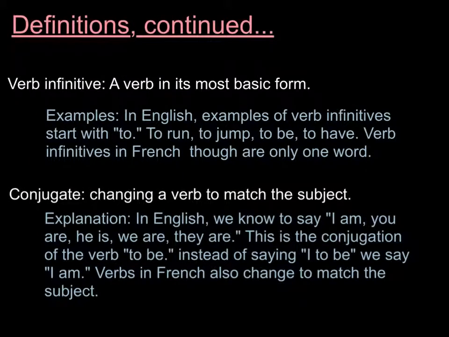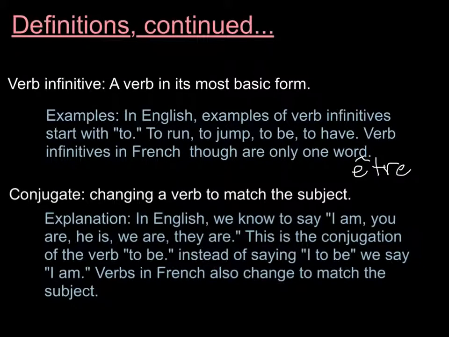A verb infinitive. A verb infinitive is a verb in its most basic form. Okay. In English, examples of verb infinitives start with to run, to jump, to be, to have. Verb infinitives, though, are only one word, and you'll see, well, you already saw, like in the very first slide, we have être. This is a verb infinitive in French. It's just one word, and we'll see how it changes.